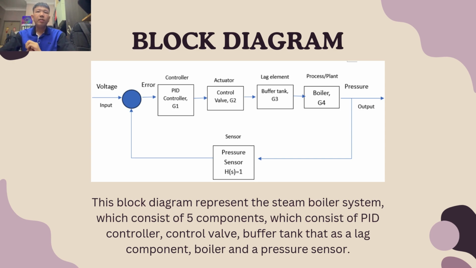The steam boiler system consists of 5 components: a PID controller, a control valve, a buffer tank that acts as a lag component, a boiler, and a pressure sensor. Here, it shows the block diagram of how the system works.